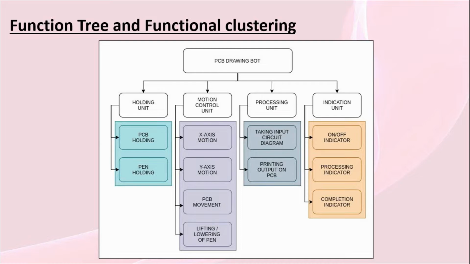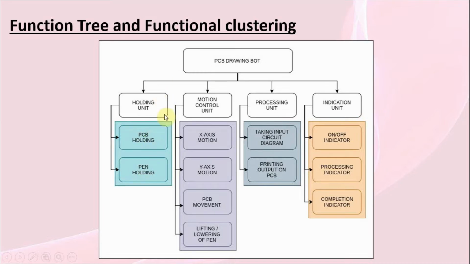Now function tree and functional clustering. Our PCB drawing board consists of 4 subsystem units. The first one is holding unit, second one is motion control unit, third one is processing unit, the fourth one is indication unit. The holding unit consists of PCB holding and pen holding.